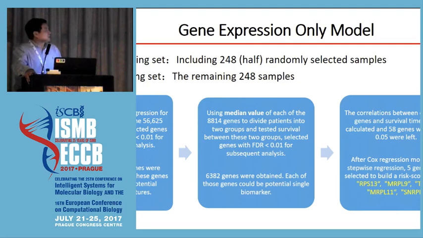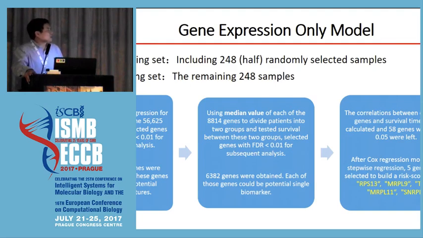Next, we use the median value of each of these genes to divide the patients into two groups and test the survival between these two groups. We select the genes with FDR less than 0.1 for subsequent analysis. Eventually, we get 6,382 genes. Each of these genes could potentially be a single biomarker for this modeling.